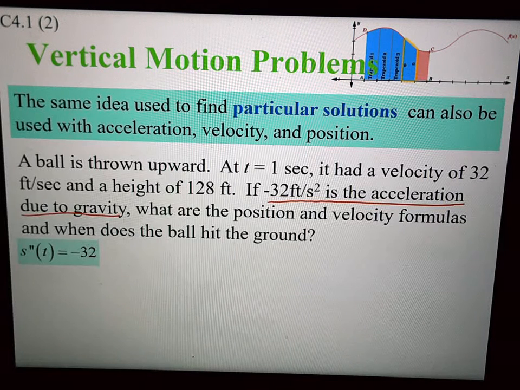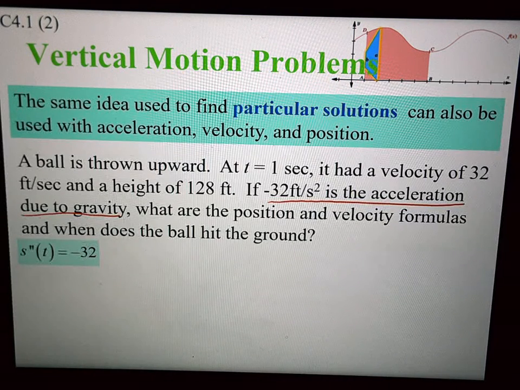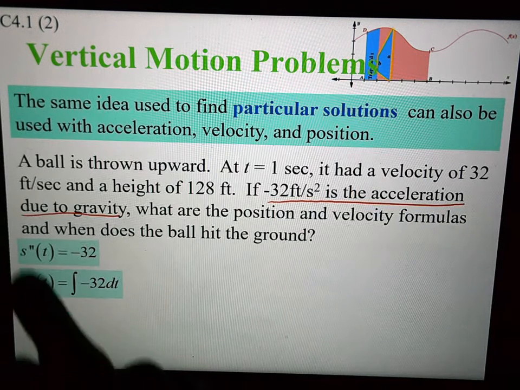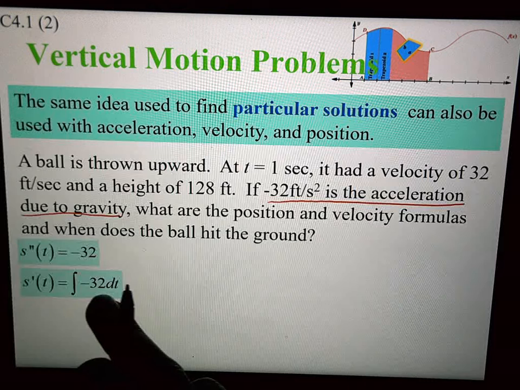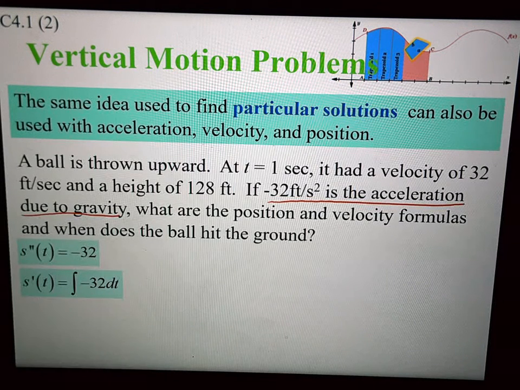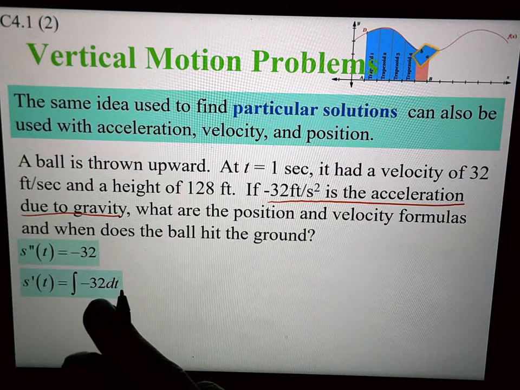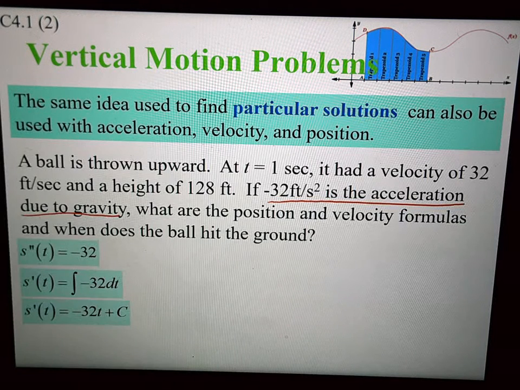Now, let's integrate this. Let's take the integral, which will take us up to s prime of t, and that's going to be the velocity formula. The integral of this with respect to time, that's why it's dt, is going to be my first derivative, otherwise known as my velocity formula. Let's add a variable t and divide by 1. Plus c gives me this.